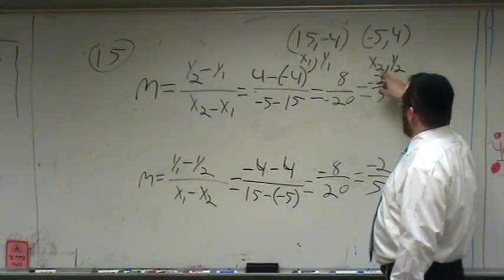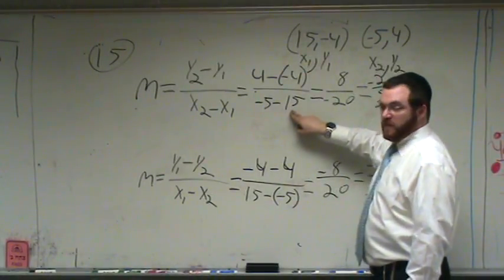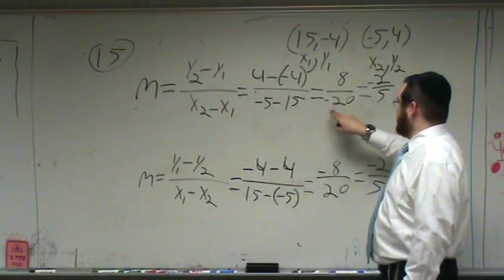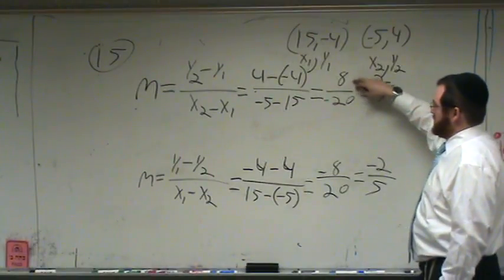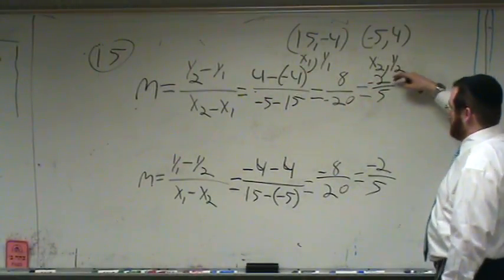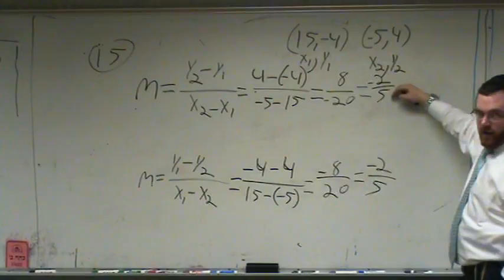minus x1 is 15, so negative 5 minus 15 is negative 20. So this is 8 over negative 20, which is equal to negative 2 over 5.